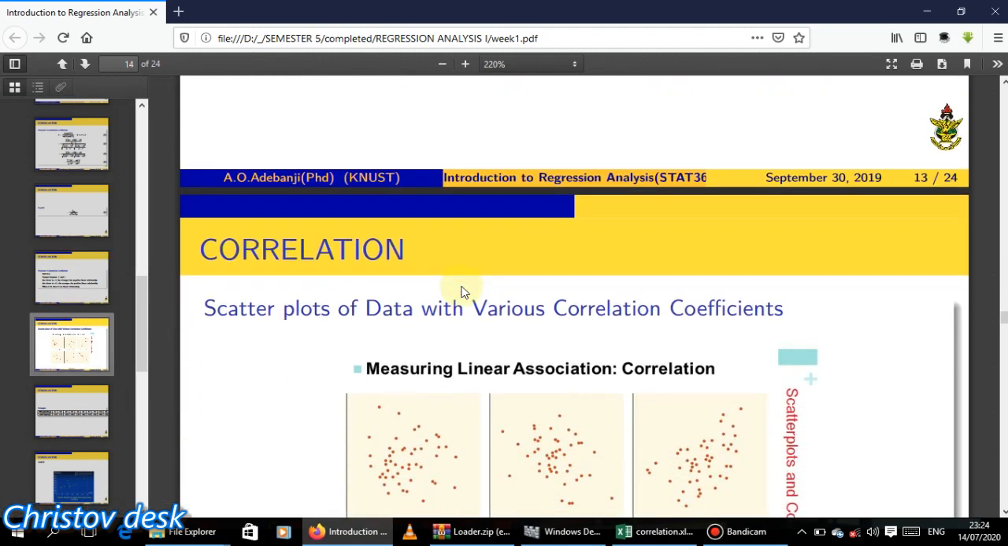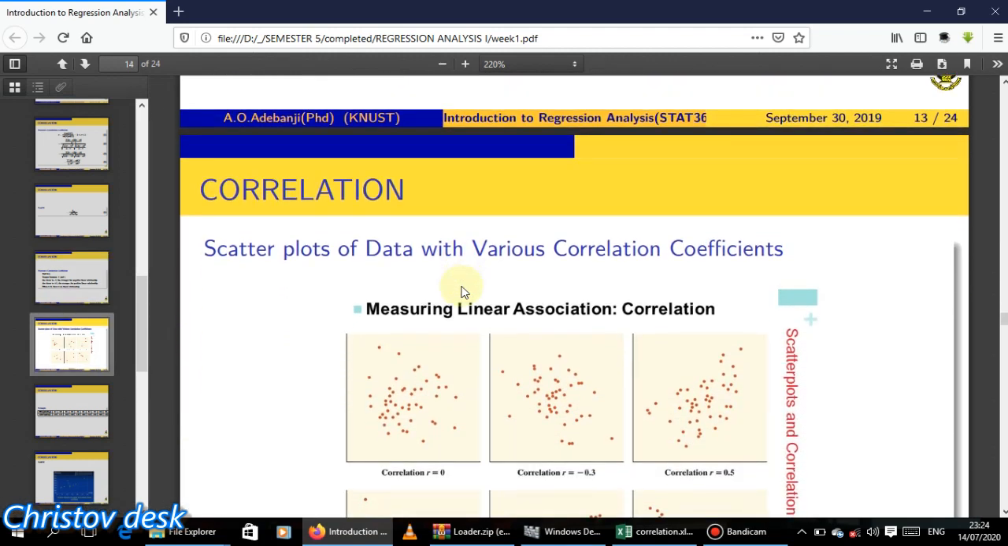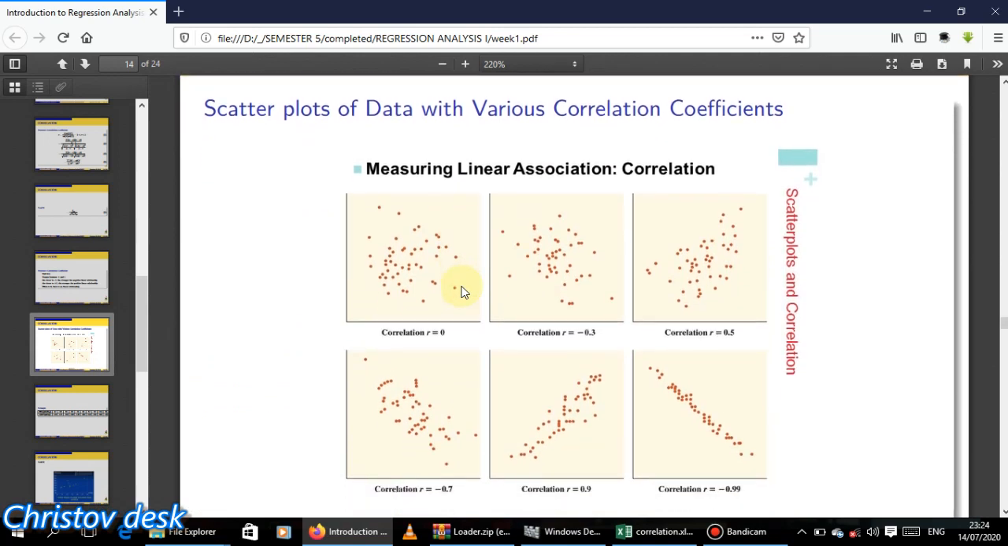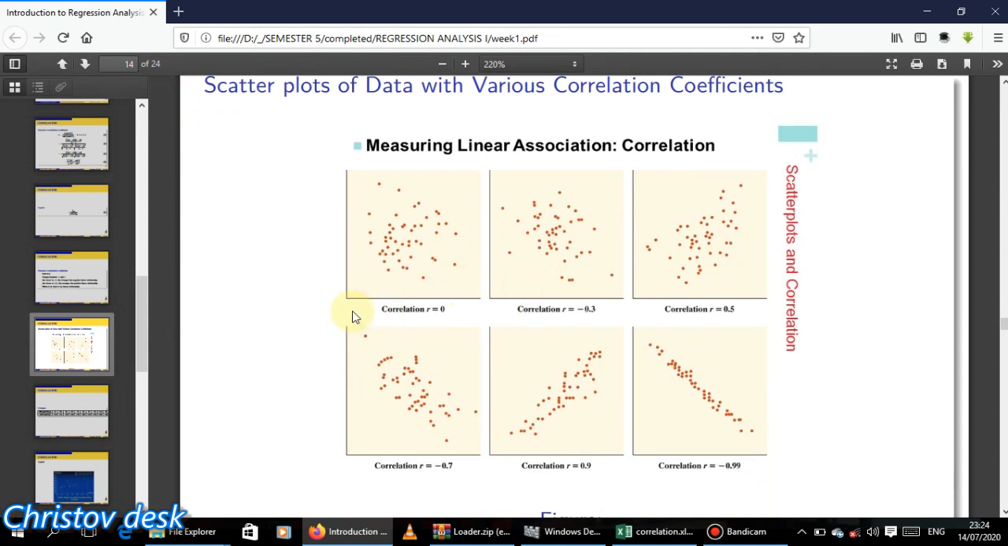All right, so these are various scatter plots illustrating the strength of the correlation. You see that when r is 0, there's no pattern. You can't see where the data points are moving towards. But when you get 0.5, you can see that they are moving upwards, in this direction. There's a positive 0.5.